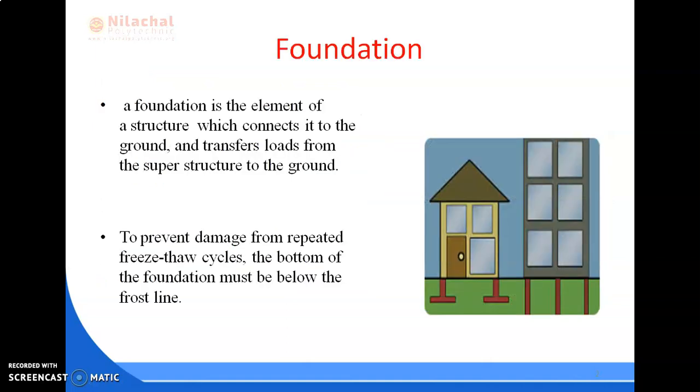So first, let us discuss what a foundation is. A foundation is an element of a structure which connects it to the ground and transfers loads from the superstructure to the ground. It supports and anchors the superstructure of a building and transmits its loads directly to the earth. To prevent damage from repeated freeze-thaw cycles, the bottom of the foundation must be below the frost line.